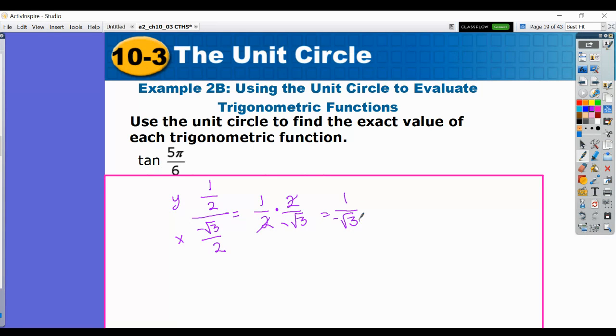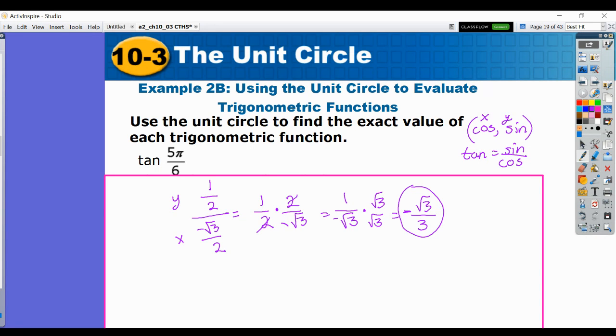But we don't leave square roots on the bottom. So the answer is the square root of 3 over 3, and it is negative. You can put that negative sign wherever it goes best. So this is the tangent. So the fast version is cosine is first, sine is second, tangent is sine over cosine. That's how I remember it. This is your x, this is your y, this is y over x.